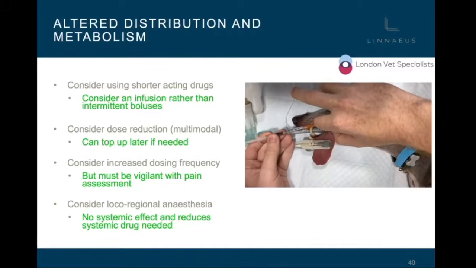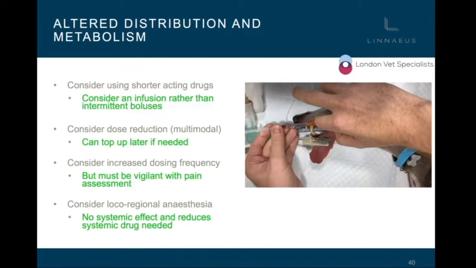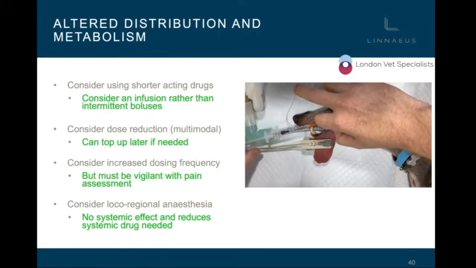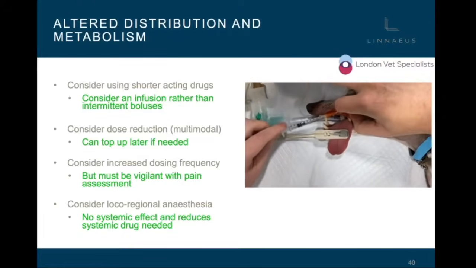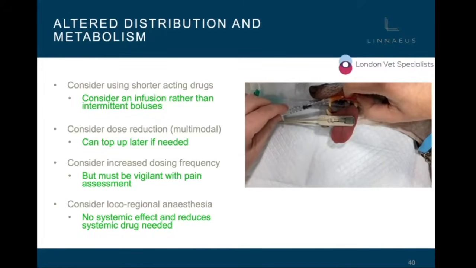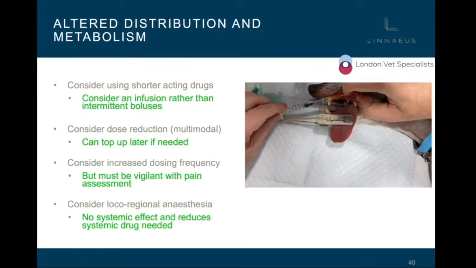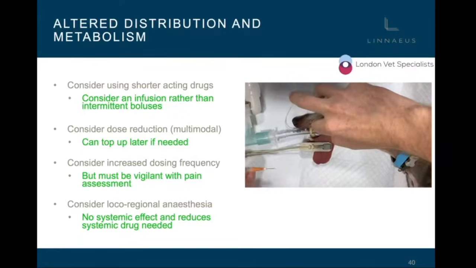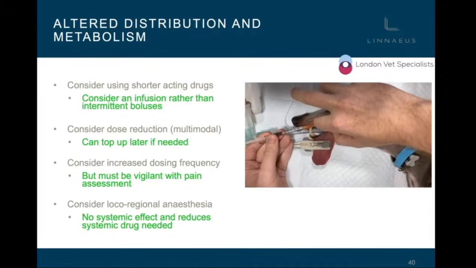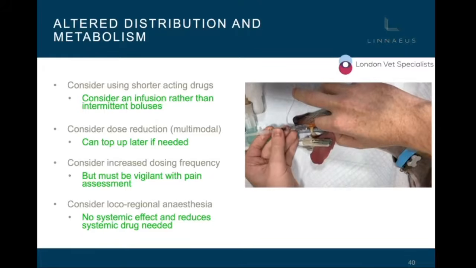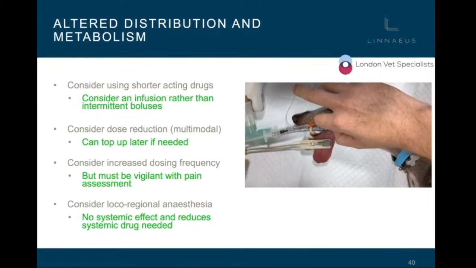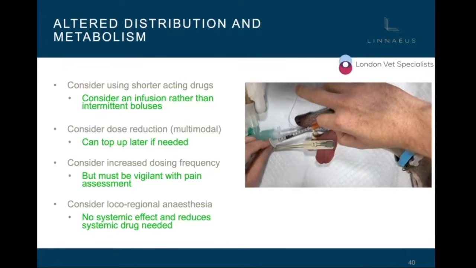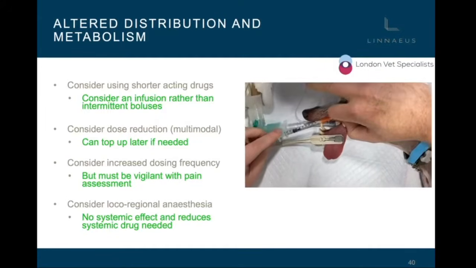And finally, where possible, we should consider using local regional anaesthesia. Here, a very simple block for dental extractions, which may be a common procedure undertaken in geriatric patients. That provides the gold standard analgesic and has little to no systemic effect. So even if the metabolism of that drug is prolonged, you're not going to see an increased recovery time from the anaesthetic.